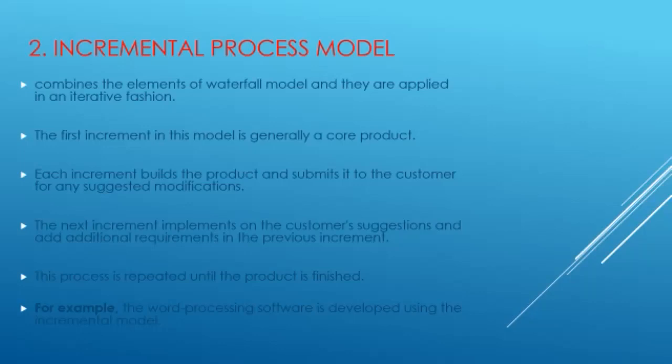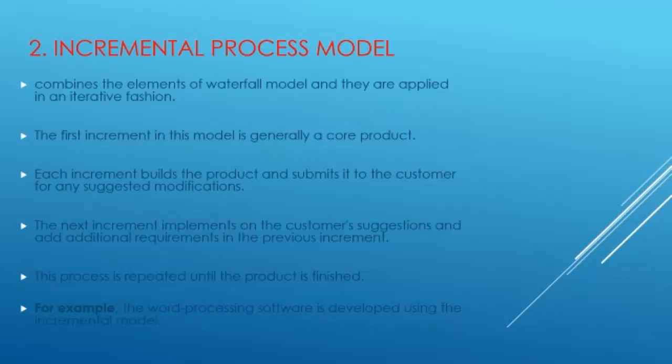So, friends, the incremental process model combines the elements of the waterfall model and they are applied in an iterative fashion. Are you getting it? The first increment in this model is generally a core product. Each increment builds the product and submits it to the customer for any suggested modifications. The next increment builds on the customer's suggestion and adds additional requirements to the previous increment. This process is repeated until the product is finished.